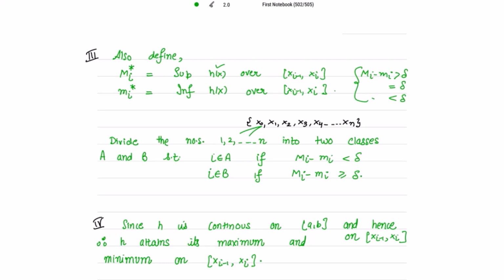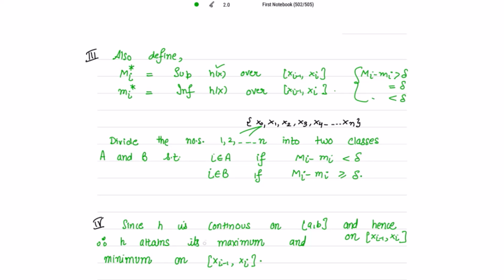Please remember that h(x) itself is a function which depends upon the values of f(x). Therefore, I have to take this difference to be either less than or greater than or equal to delta. I hope it's very clear to you, okay?